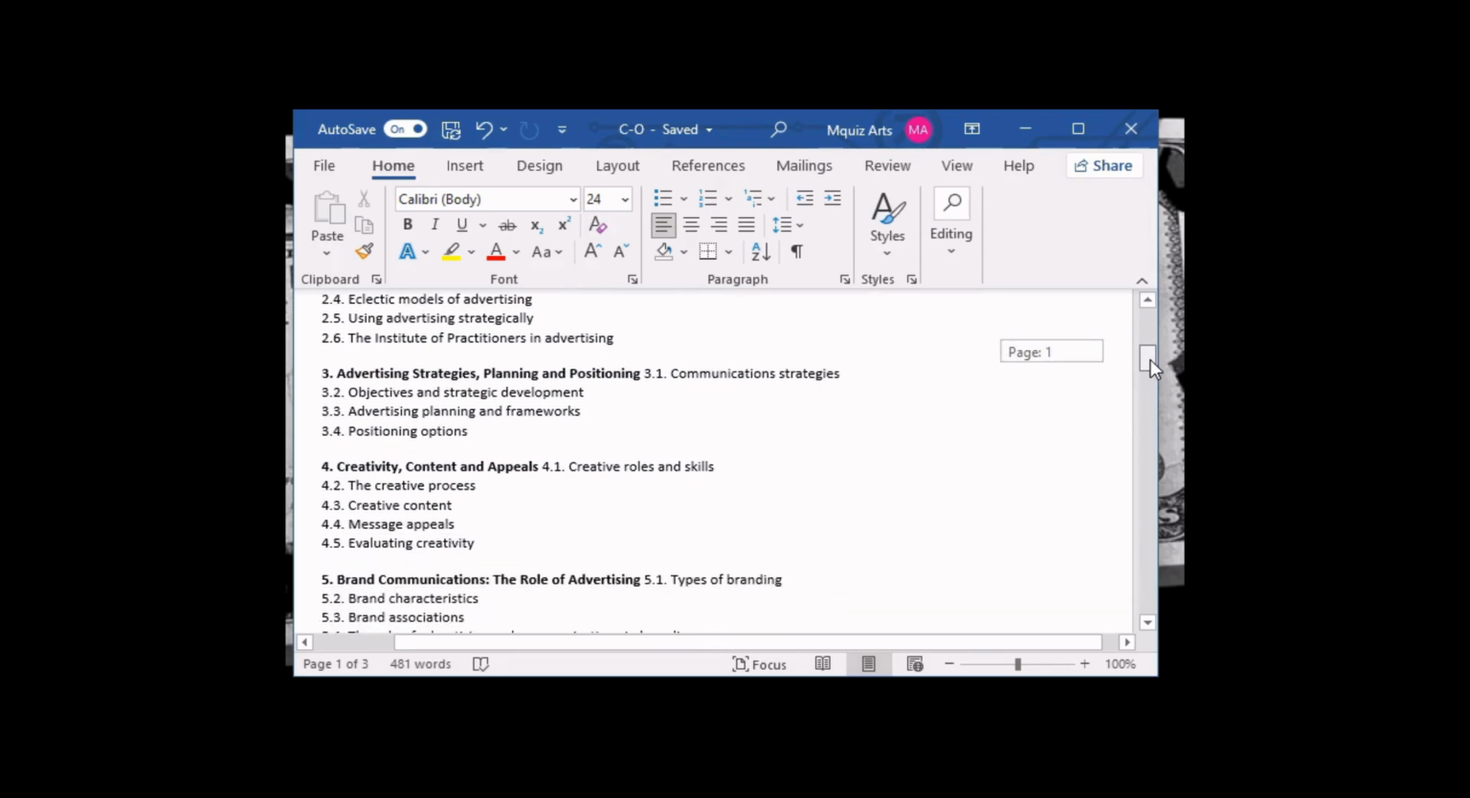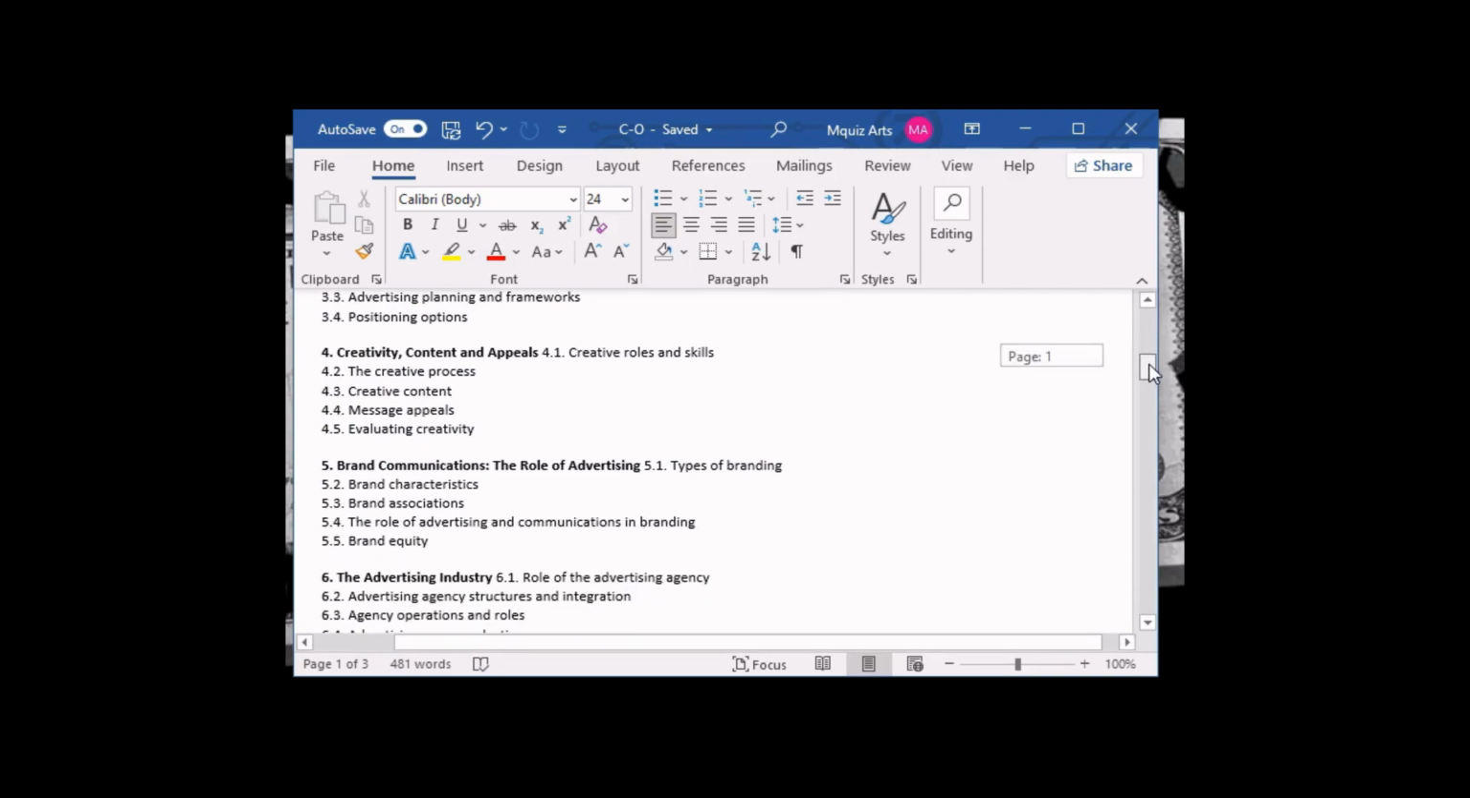Let's head to topic 3. Topic 3 entails advertising strategies, planning and positioning. Here, it does not have so many subtopics. It has 3.1 to 3.4, whereby the first subtopic will be communication strategies, the second will be objectives and strategic development, then advertising planning and frameworks, and positioning options. It will be better if you have a book, pause and write it for easier reference in the future.